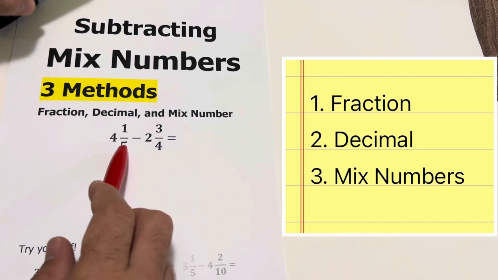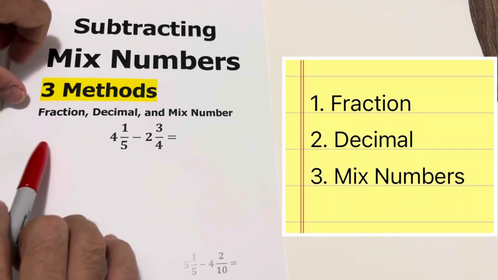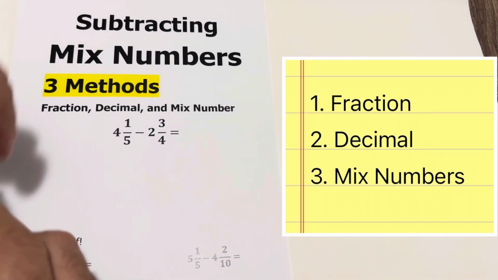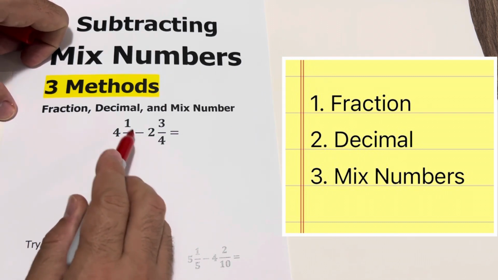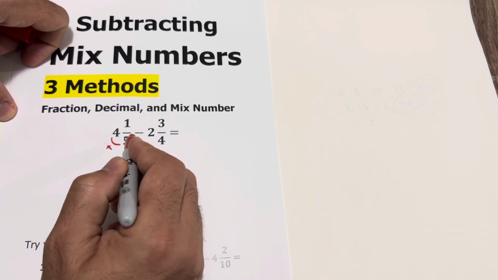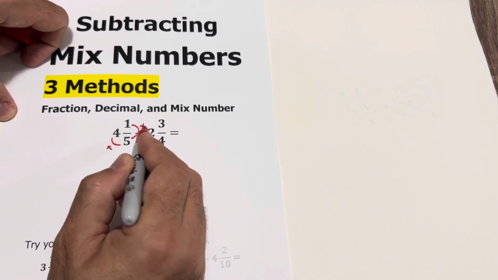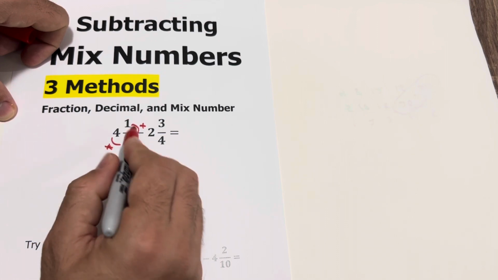I'm going to do this subtraction using fractions. Probably this is the most common. So let's go ahead and do that. 4 times 5 is 20 plus 1, 21. So remember, we multiply this and we add the other numbers. So multiply and add, 20 plus 1, 21.